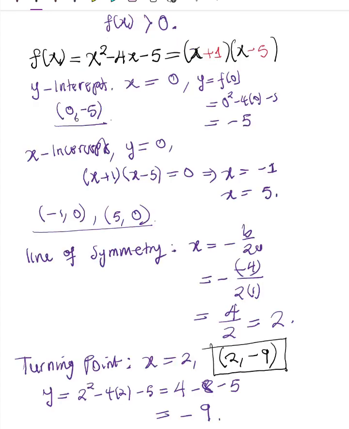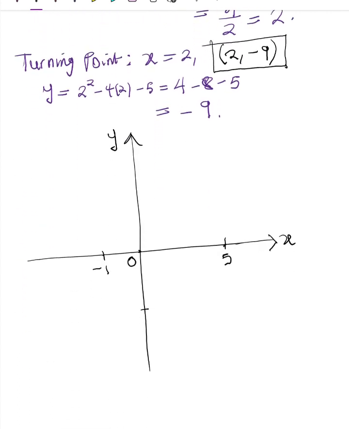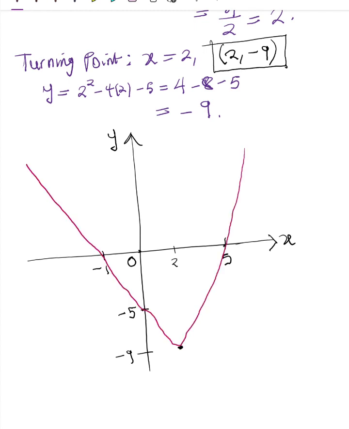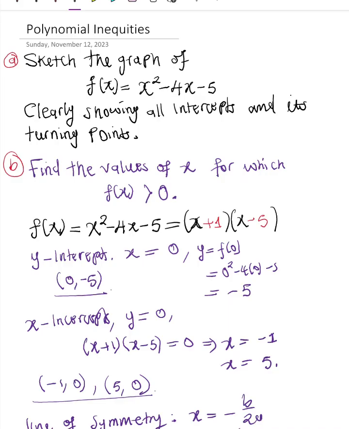We also saw that the y-intercept is 0 comma negative 5. So this is negative 5, so this is 0 comma negative 5. And we know that the turning point is 2 comma negative 9. So if this is our 2, we can have our negative 9 here. So we're going to connect the points as follows. And we are done.